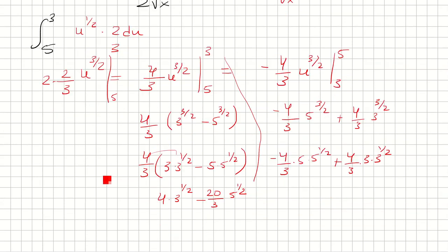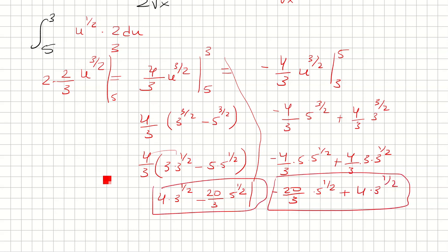Now the other way, here you would have negative 20 over 3 times 5 to the 1/2 plus 4 times 3 to the 1/2. So either way, you're going to get the same answer. So this step right here, when you switch the limits and put a negative, was optional.